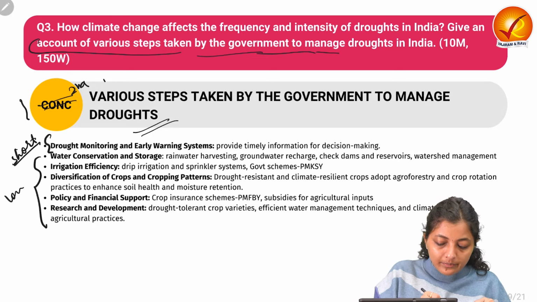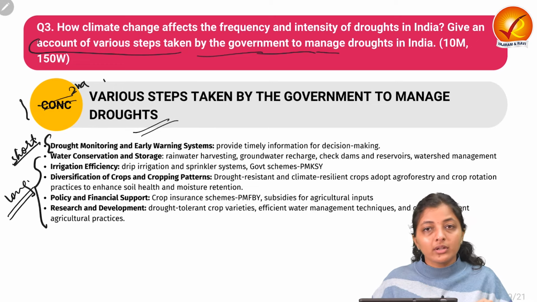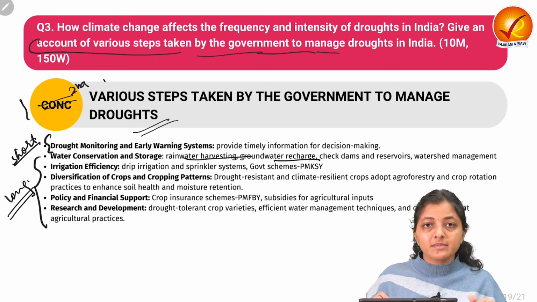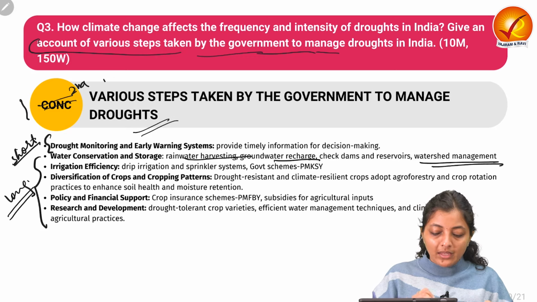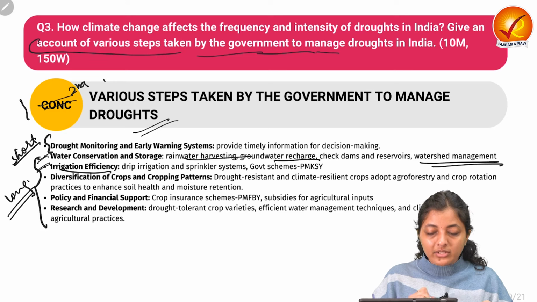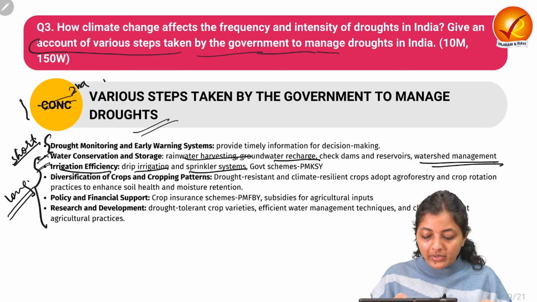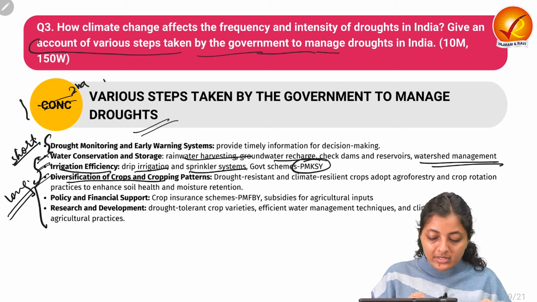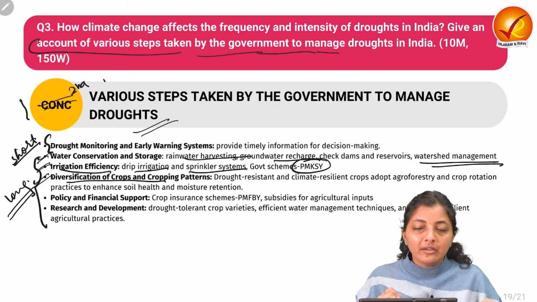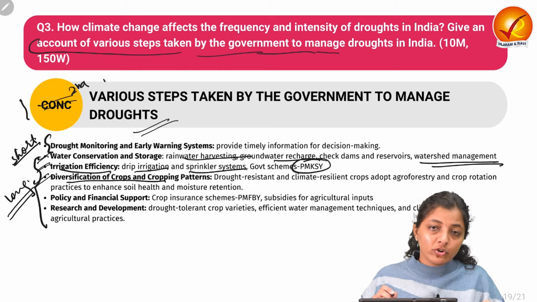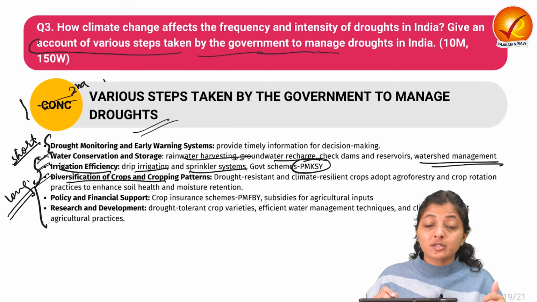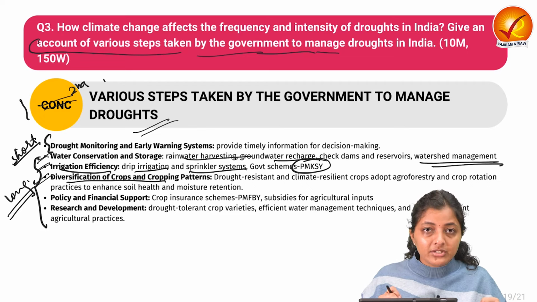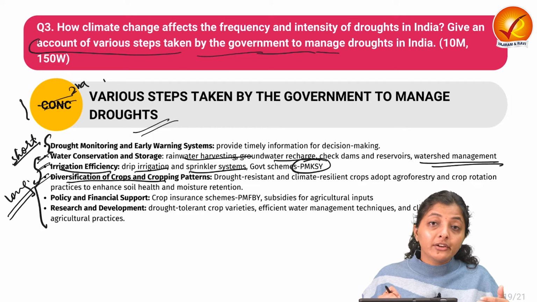And in the long term, we should focus on water conservation strategies like rainwater harvesting, groundwater recharge, check dams, reservoirs, and watershed management. We need to work on irrigation efficiency like drip irrigation, sprinkler systems, and Pradhan Mantri Krishi Sinchai Yojana. Then diversification of the crops and the cropping pattern. We must not go for water-intensive crops; rather, we should promote drought-resistant, climate-smart agriculture. We should also go for sensor-based, technology-based agriculture like drones.